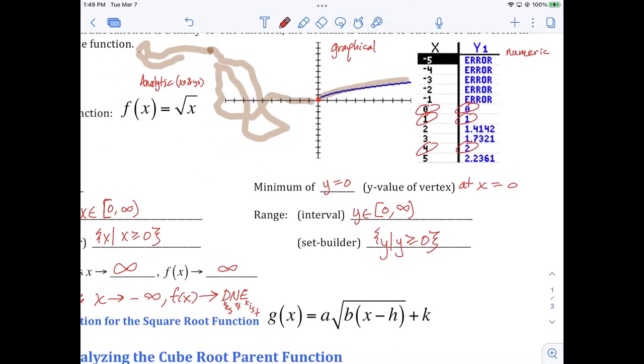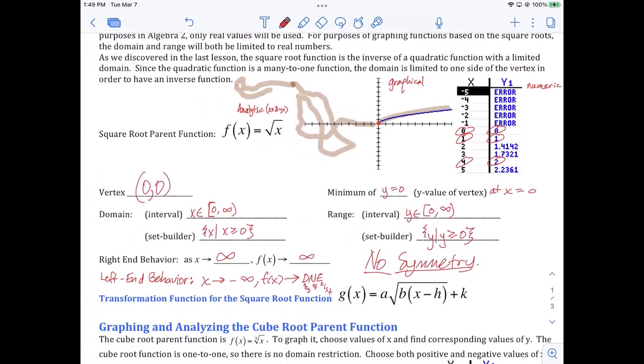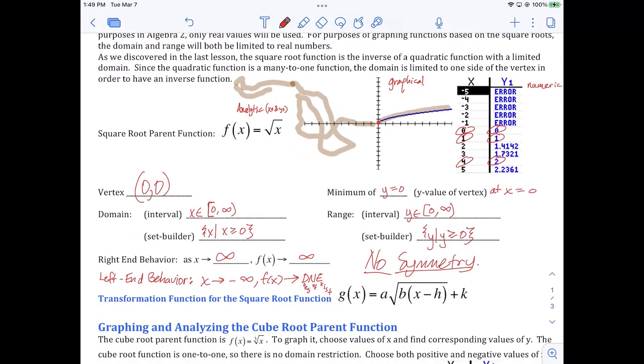The other thing I'm going to add here is no symmetry. It's neither even nor odd. Doesn't have either one of them. What? Yeah, I know. The x squared that generated it before we restricted the domain had y-axis symmetry. So you think this one would have x-axis symmetry, but if it did, it wouldn't be a function because it would fail the vertical line test, which is why we restricted the domain to begin with.